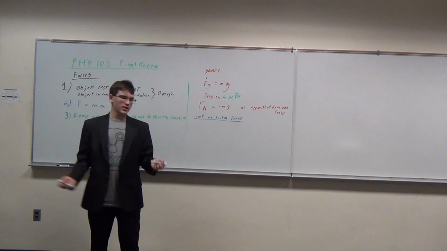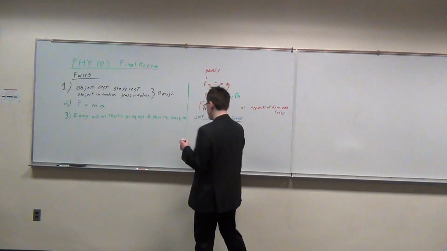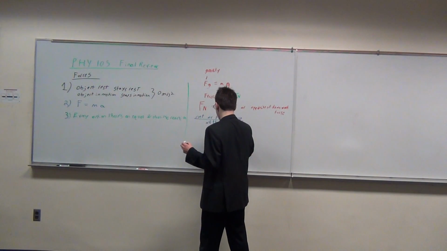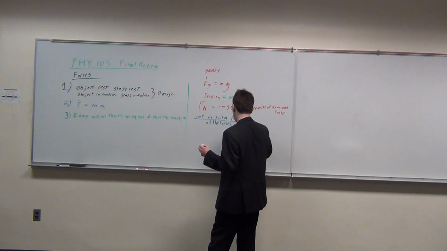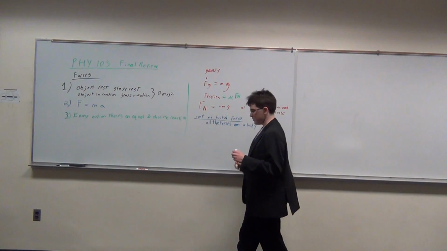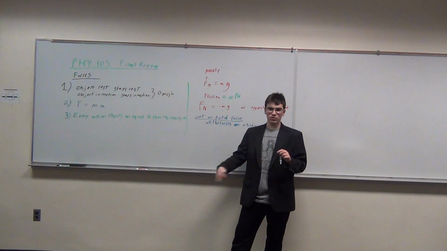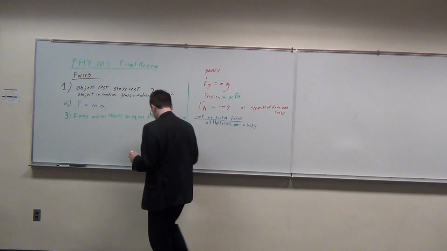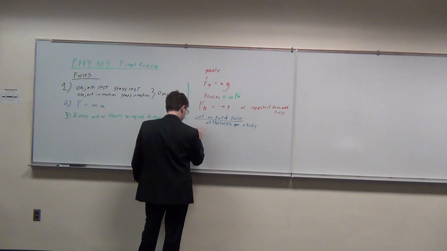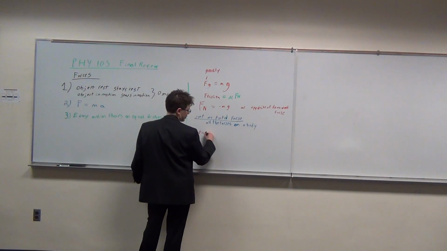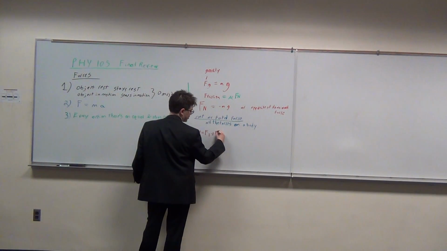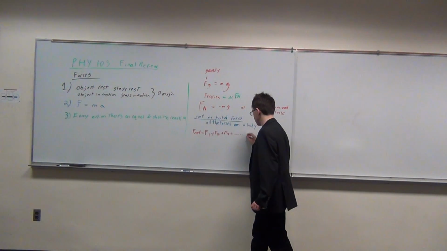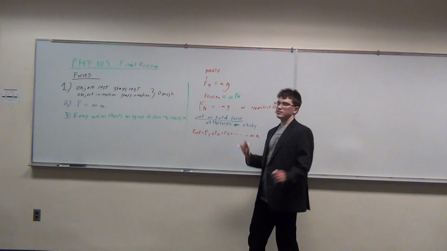A net force or a total force is just equal to all the forces on a body. So if I say net, I mean total. If I say total, I mean net. F net is equal to F1 plus F2 plus F3 plus so on, equals M times A.